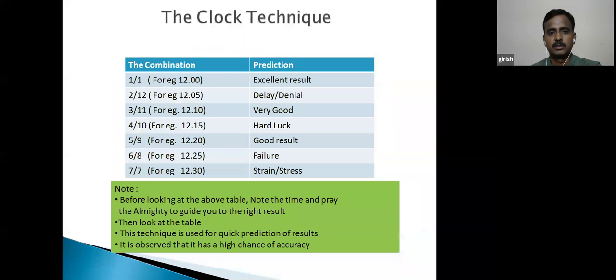Okay, so let's see. It's a very simple thing where the combinations are given and the prediction is given.